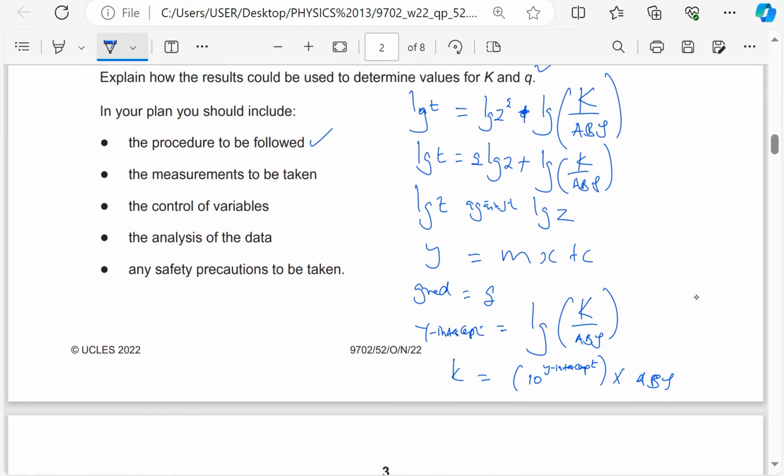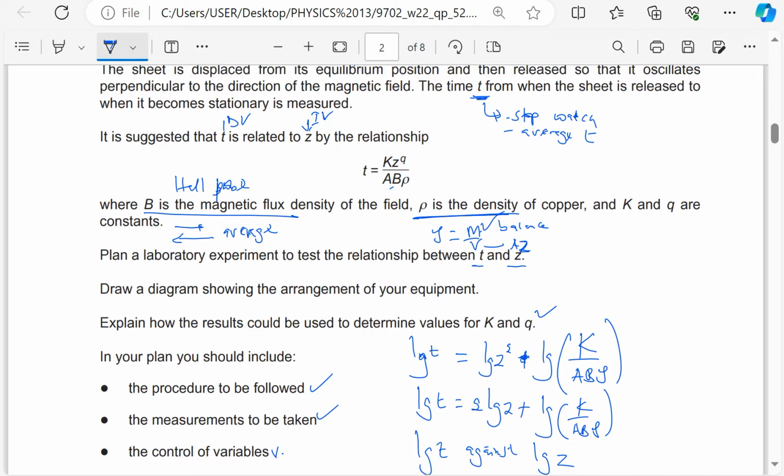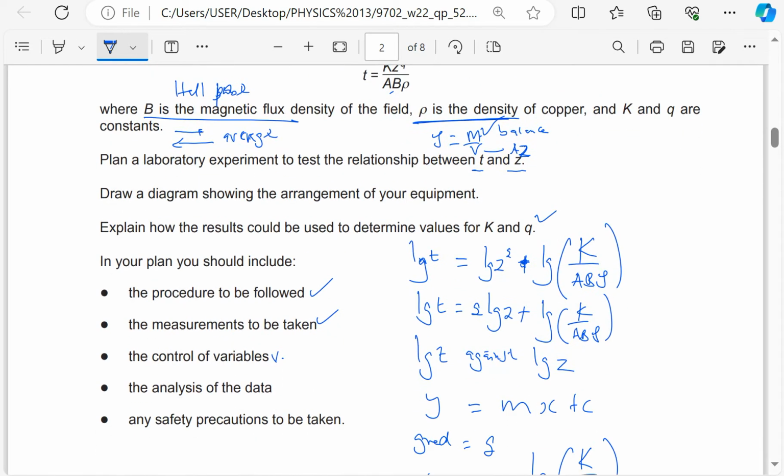So I've mentioned the procedures and the measurements to be taken. The control variables are those which should be kept constant. For example, the area affects the value, so it should be constant. Magnetic flux density affects the value, so it should be constant. And I think even the density of the metal sheet should also remain the same throughout. Then analysis, this is which graph should be plotted.